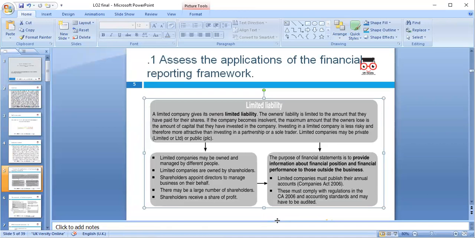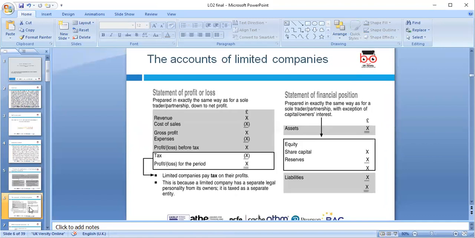So that's what we need to be aware of. Limited companies may be owned and managed by different people. Limited companies are owned by the shareholders. Shareholders appoint directors to manage the business, and there may be a large number of shareholders, and shareholders receive a share of the profit in the shape of dividends. So that's the key thing we need to be aware of.